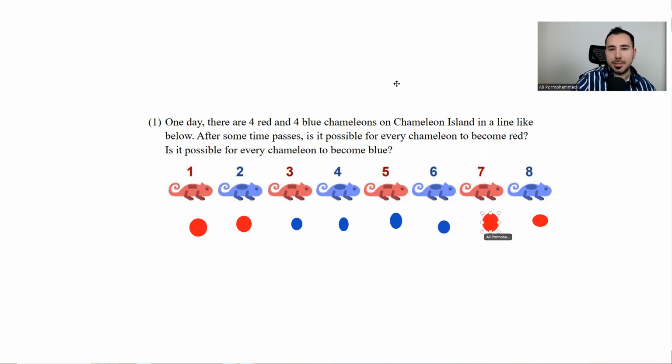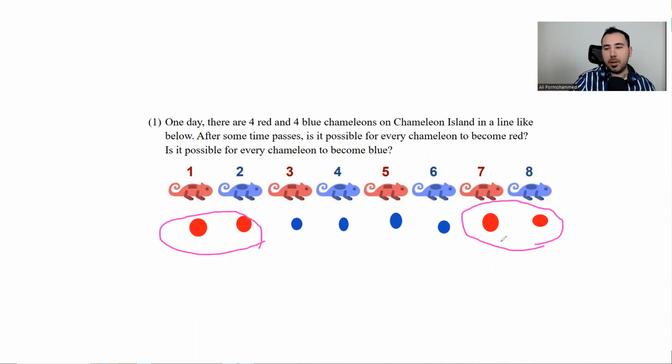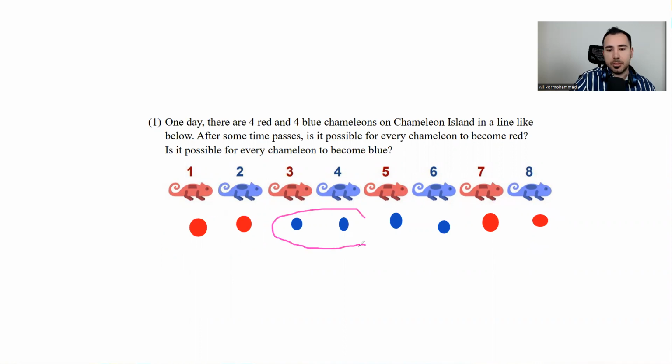Now you could easily see that if you want all of them blue, you take these 2 and these 2, and all of them are going to be blue. If you want all of them to be red, these 2 and these 2. So the answer is yes, it's possible for both of them.